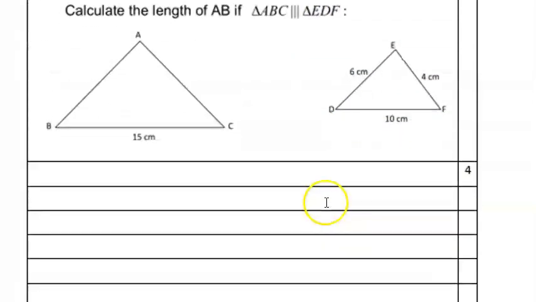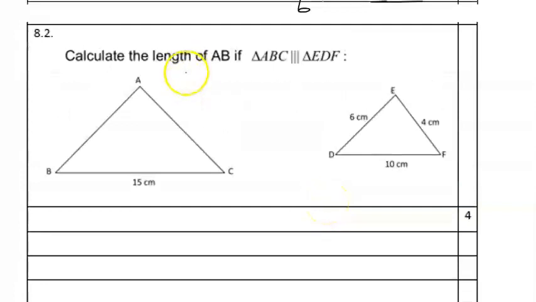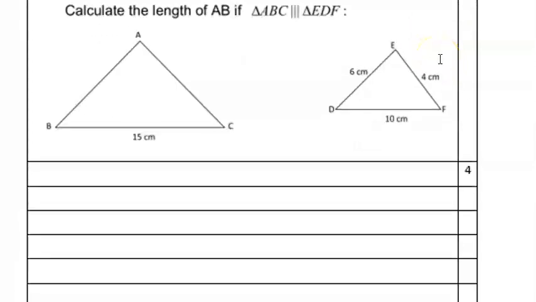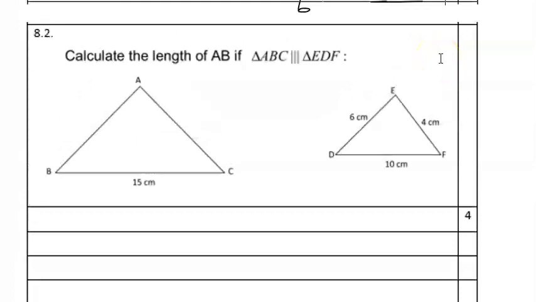In the next example, 8.2, we are once again asked to calculate the length of AB if triangle ABC is similar to triangle EDF. Now here's a good time for you to pause the video, try to answer this question, and come back and check the answers after that. So you can pause the video now. Okay, so let's check the answer out. I hope that you've done it, and let's see whether you're on the right track.